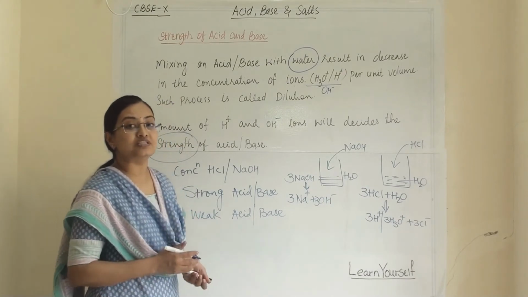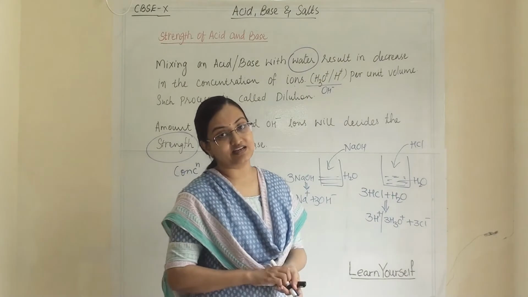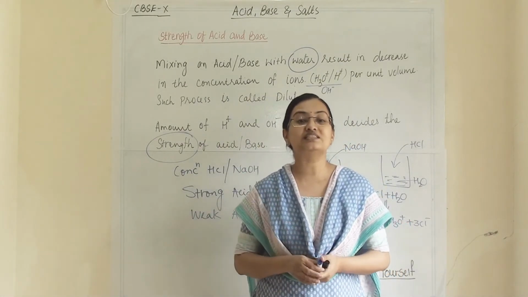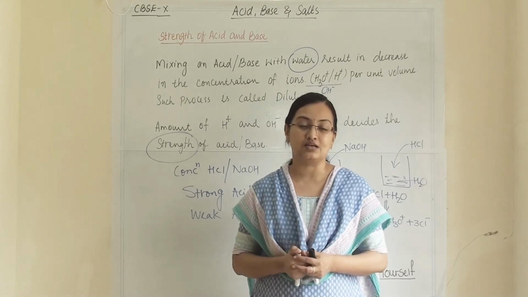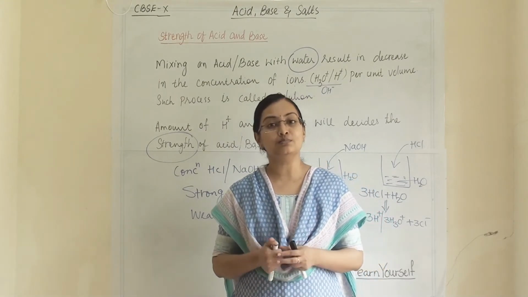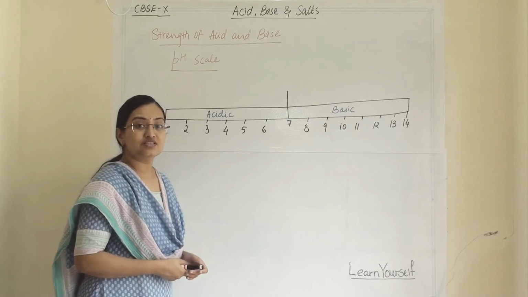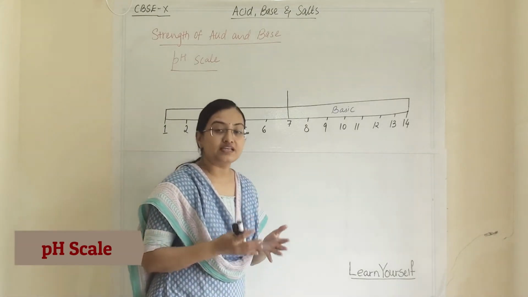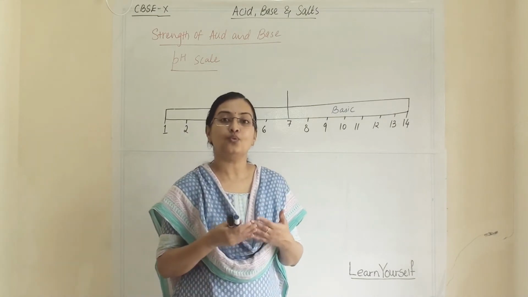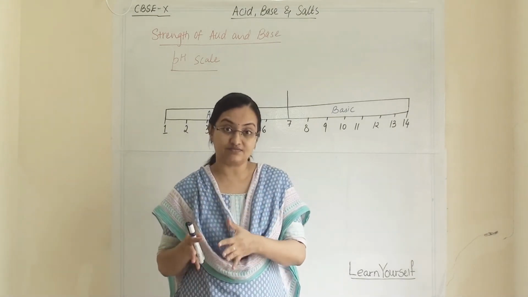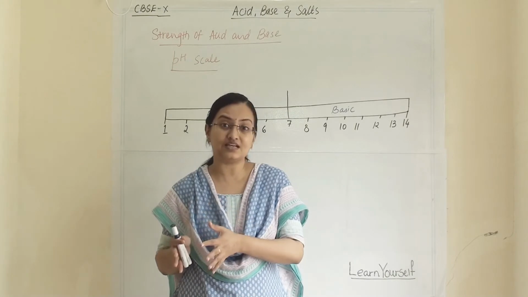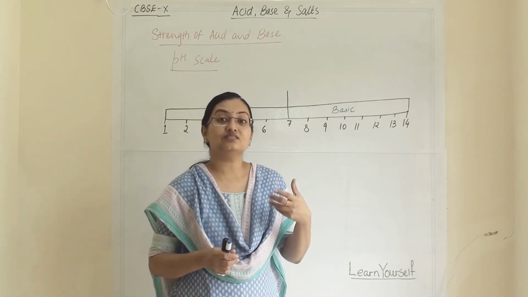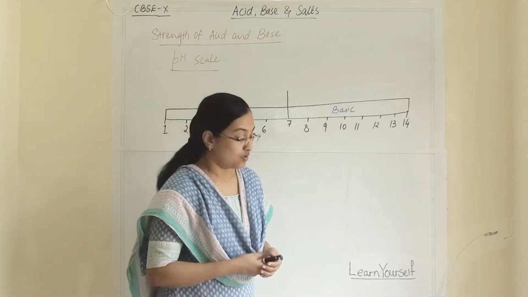So how do we decide the strength of acid and base, whether this acid is strong or weak? That we will decide by their pH scale. So let us study what a pH scale is. So this is our pH scale. When you check the pH of any solution, you will get to know whether the solution is acidic or basic, or you can also check the strength of the acid. So how can we do that?